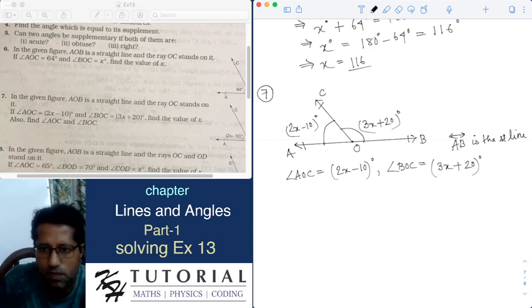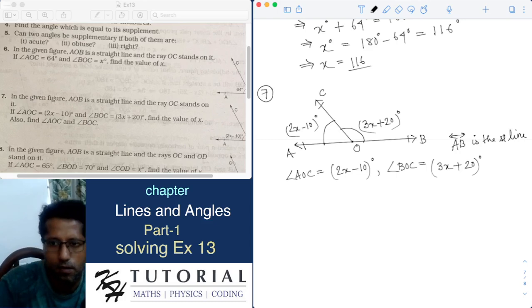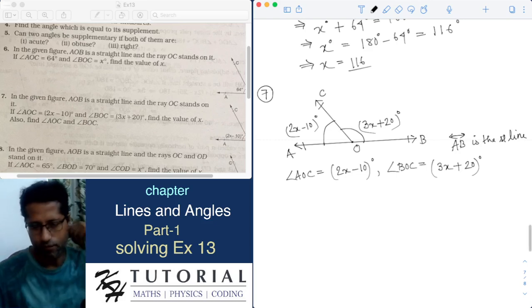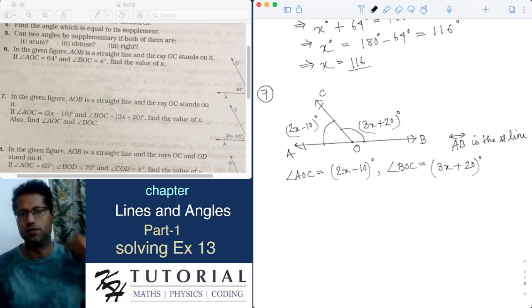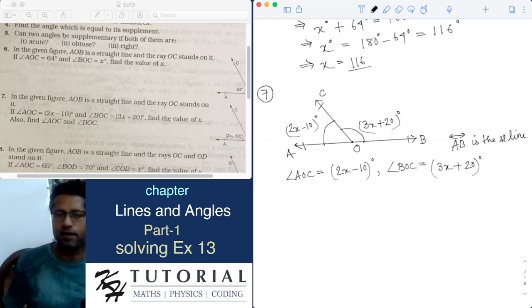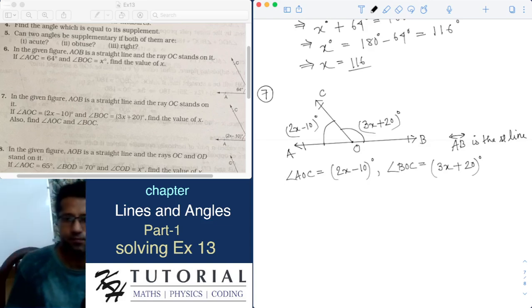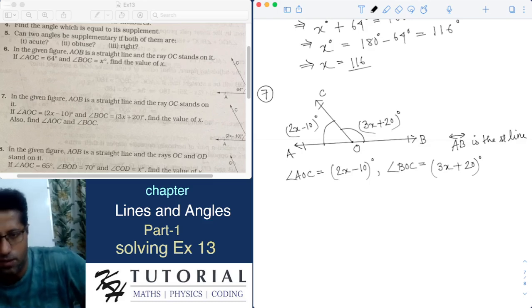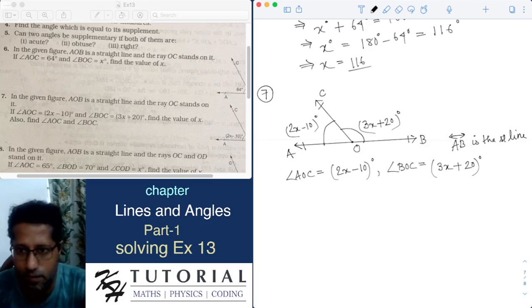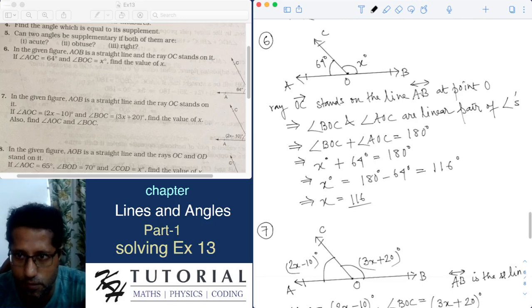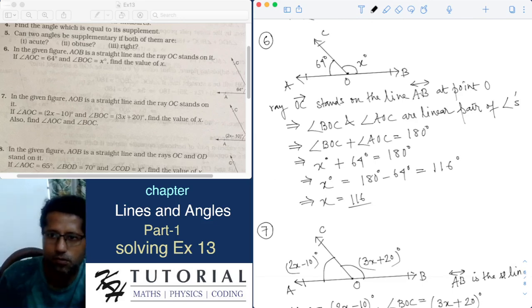Okay. Now the logic that applies here is the same. We have the straight line AB and the ray OC standing on the line AB at the point O, which means that the two angles BOC and AOC are a linear pair of angles. So I will simply copy paste this part of the logic.